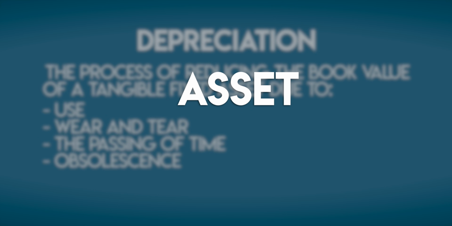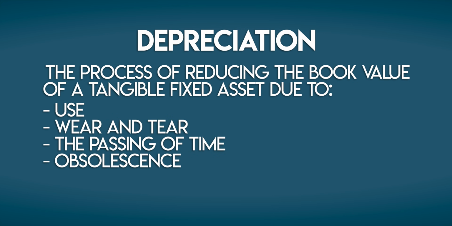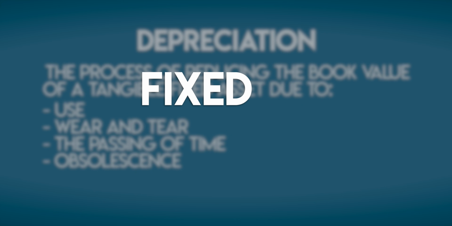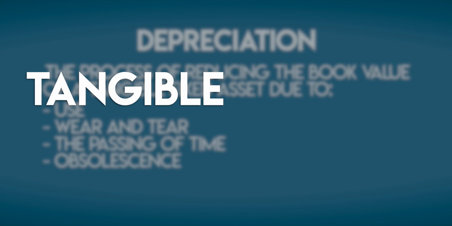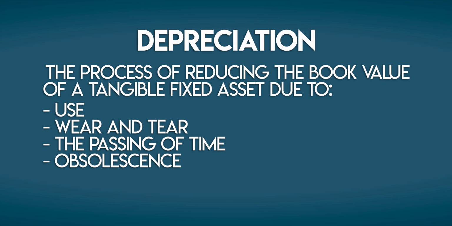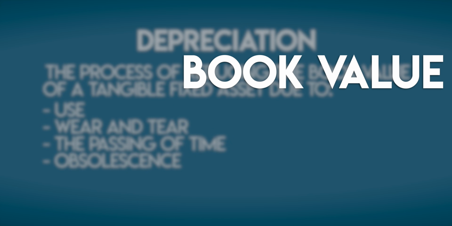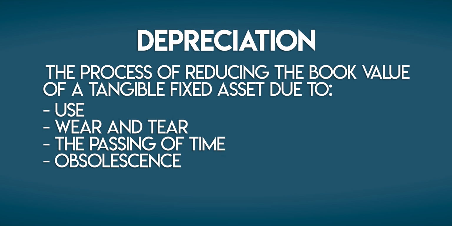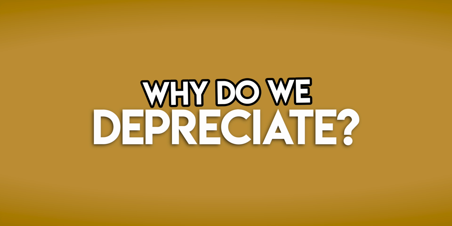An asset is something that you own that's valuable and which will bring you economic benefit in the future. Something like your oven, which you'll use to make money. Your oven is a fixed asset because you'll use it for a long time, and it's a tangible asset because it physically exists. You can touch it. You can't touch intangible assets, and they don't depreciate, they amortize instead, but that's for another day. The book value of your oven is its carrying amount in your business's accounts. We'll get into this soon, but first, why do we depreciate?